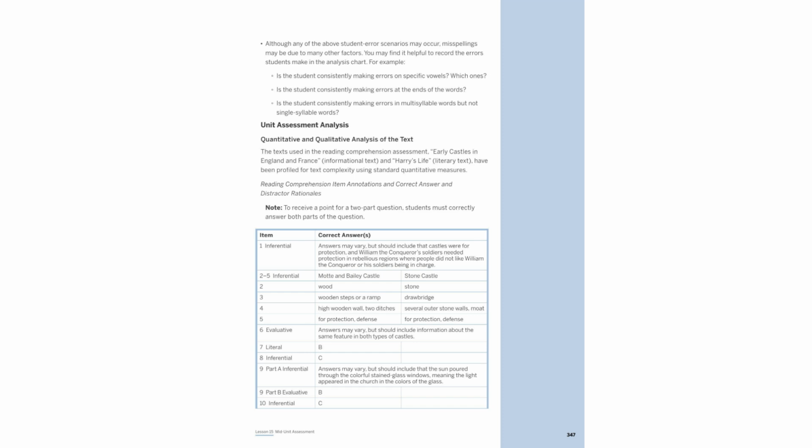The reading comprehension assessment uses texts like Early Castles in England and France and Harry's Life, evaluated for complexity. Correct answers require understanding castle features and their defensive purposes, as well as interpreting literary elements like stained glass windows.